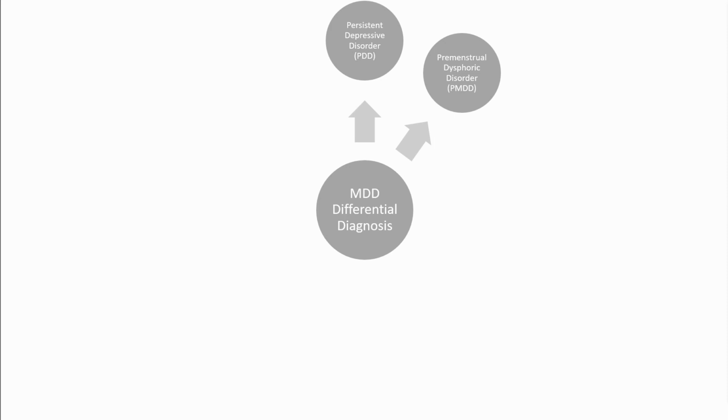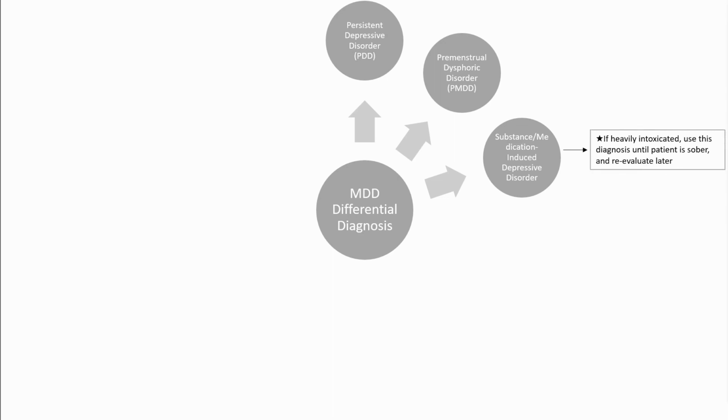In premenstrual dysphoric disorder, the depressive symptoms typically occur at a certain time of the month, corresponding with a patient's menstrual cycle. You may also encounter patients with substance or medication-induced depressive disorders. If a patient's currently intoxicated or under the influence of a substance, you should reevaluate the patient at a later time to get a better history. If the depressive symptoms only occur in the context of the specific substance or alcohol, you should consider substance or medication-induced depressive disorder as your diagnosis.